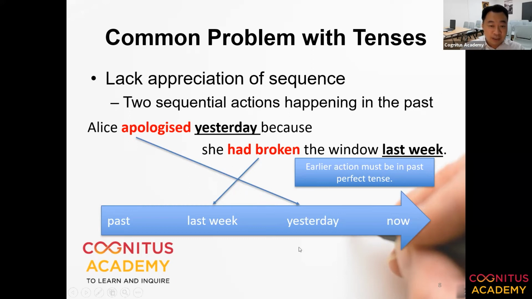Let me explain this a little bit further. Apologized is a past action, but even before that, so we're talking about now, we are here. She apologized yesterday. But even before she could apologize, she needed to do something that is worth apologizing for. So had broken would be something that has to happen before she apologizes. So if this is the case, the earlier past action needs to be in perfect tense. Let's try to remember that.